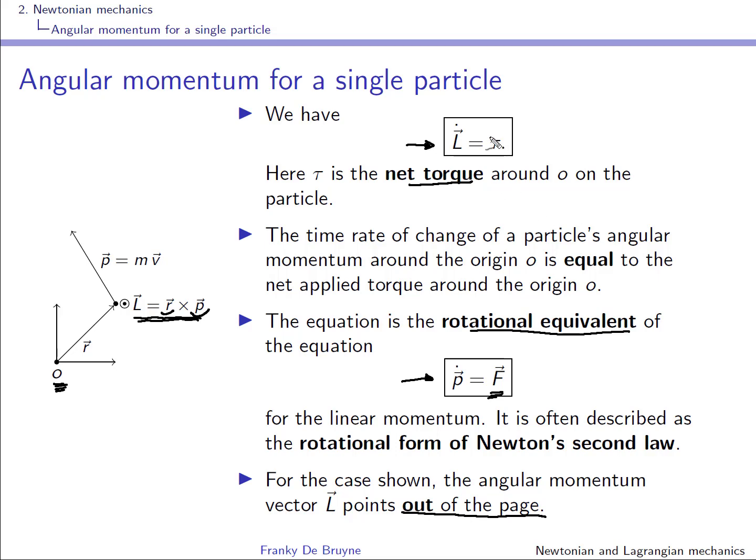Okay, suppose that you have no net torque applied, then the time derivative of the angular momentum is 0, which means that the angular momentum is preserved. Okay, and so you have something similar for the linear momentum. If you have no net force applied, this means that the linear momentum is preserved.